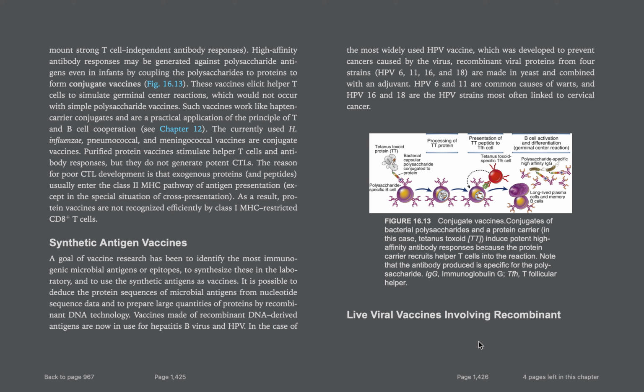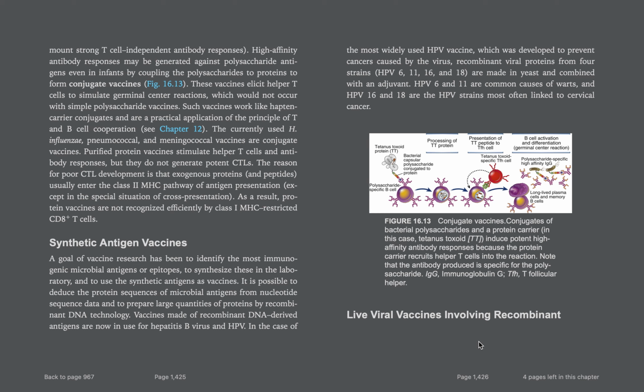It is possible to deduce the protein sequence of microbial antigens from nucleotide sequence data and to prepare large quantities of proteins by recombinant DNA technology. Vaccines made from DNA-derived antigens are now in use for hepatitis B virus and HPV. The most widely used HPV vaccine was developed to prevent cancer caused by the virus, and it contains recombinant viral proteins.